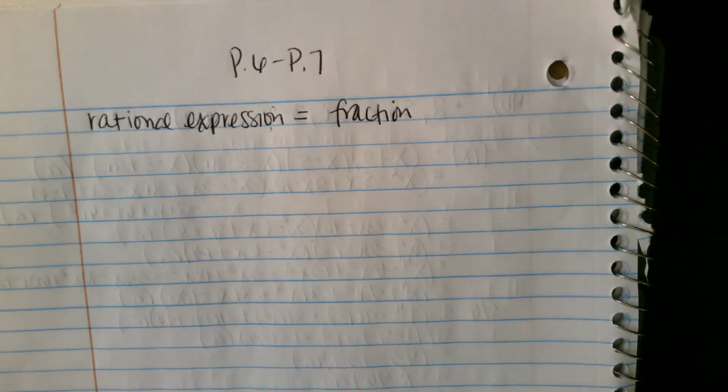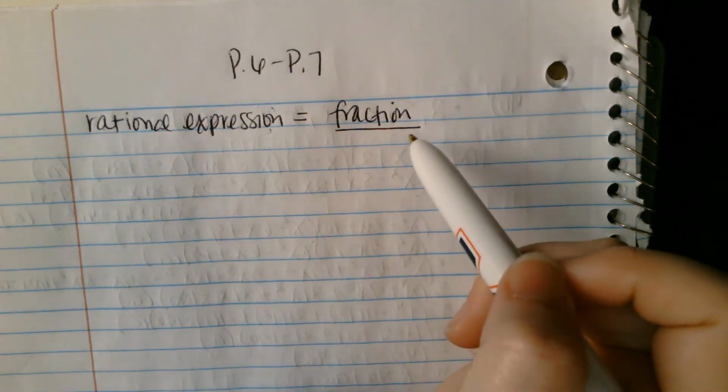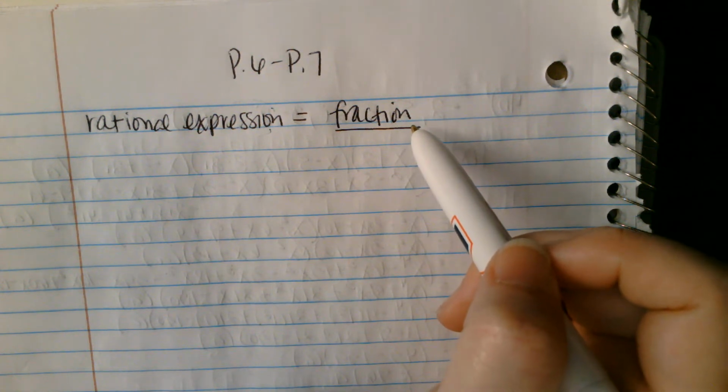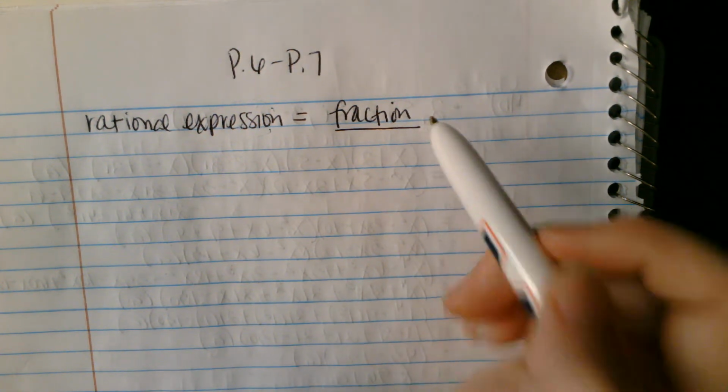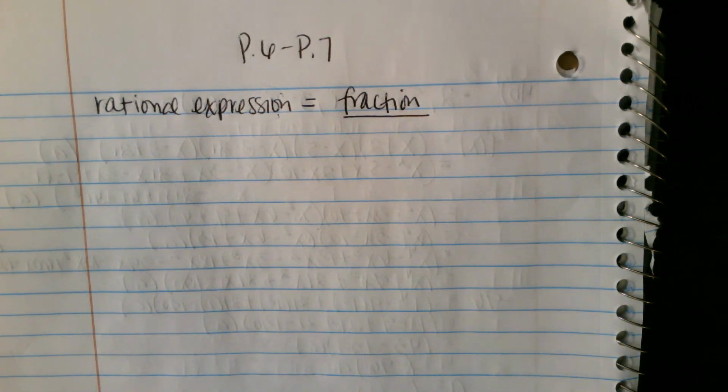P6 and 7 is going to be a review of rational expressions. Now recall that a rational number is a fraction in which the numerator and denominator are both integers. So a rational expression in this case is also going to be a fraction, but in this case you're going to have polynomials in the numerator and the denominator. So when we're looking at rational expressions, we do have to concern ourselves with the domain.